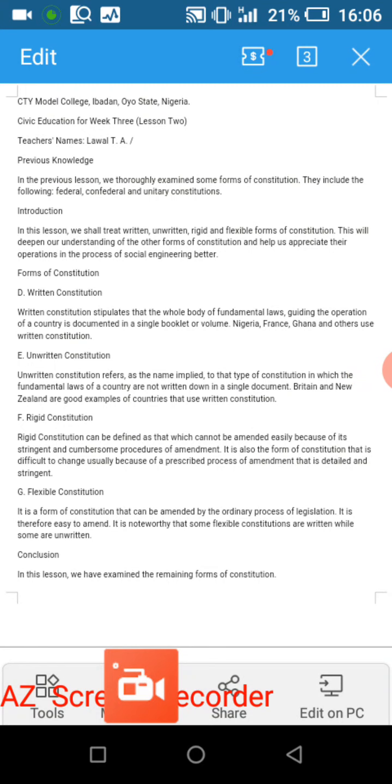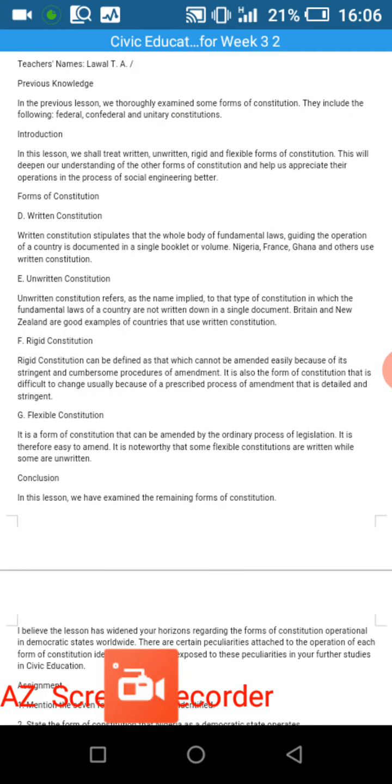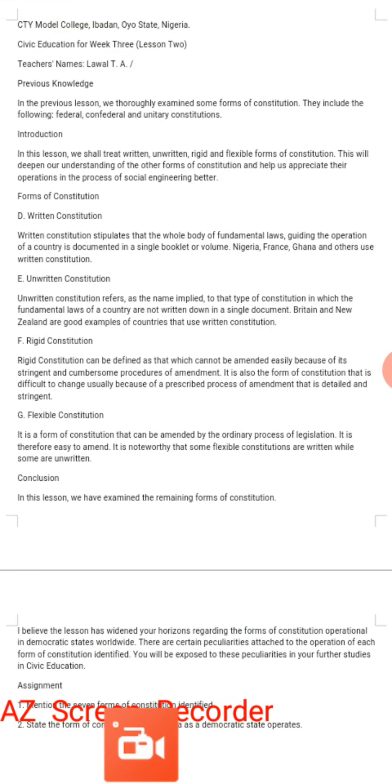During our last lesson, we discussed some forms of constitution thoroughly. We looked at federal, confederal, and unitary constitutions as forms of constitution. In this lesson, we shall treat written, unwritten, rigid, and flexible forms of constitution. I want to believe that this will deepen our understanding of the other forms of constitution and help us appreciate the operations in the process of social engineering better, most especially that of our democratic states.